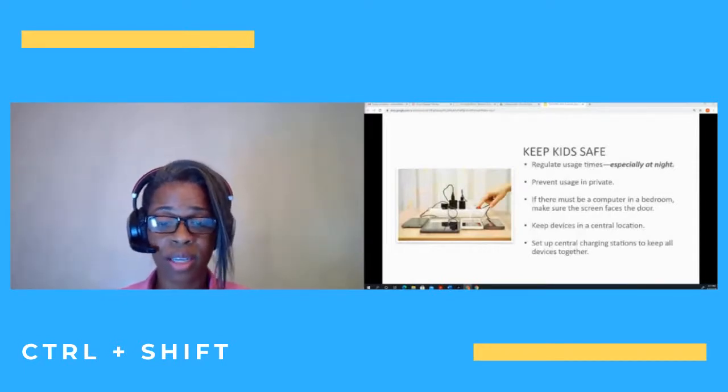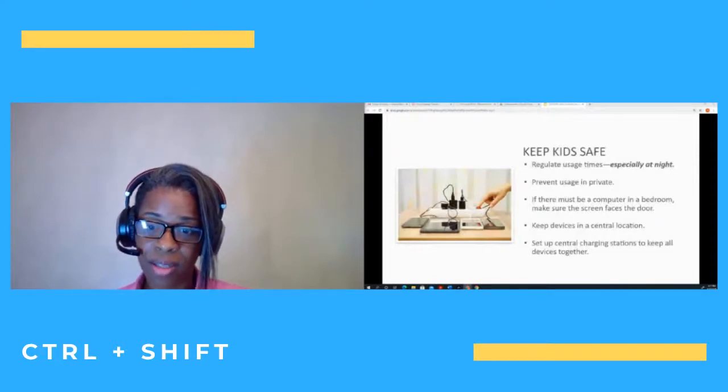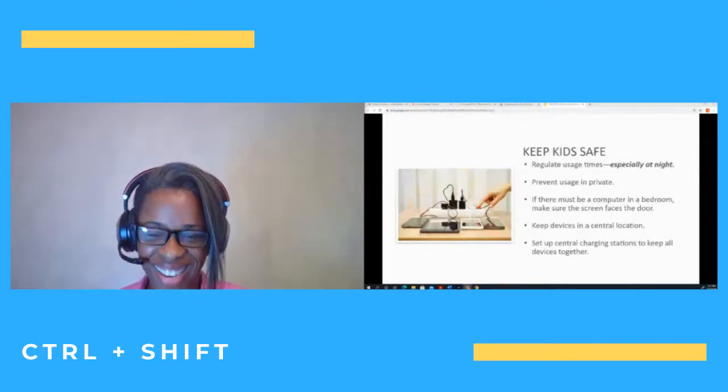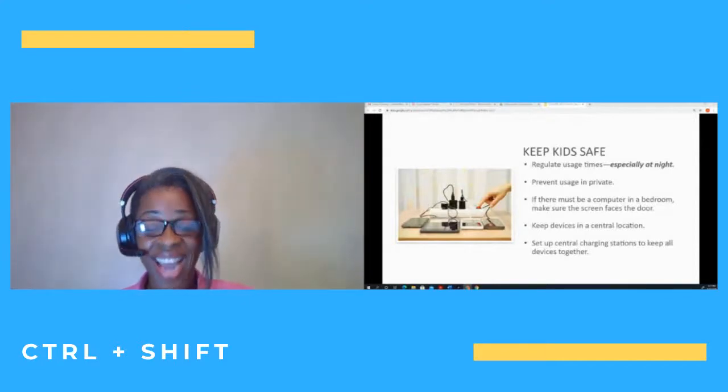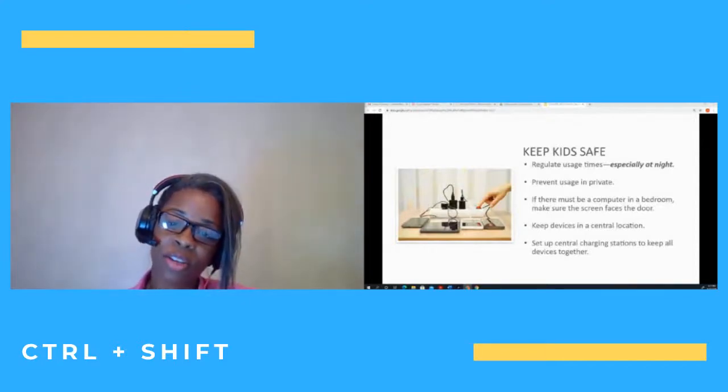Carmen says, if I show this to my parents, they're going to start snatching plugs out of the wall. My nieces and nephew. Yeah, but it's real. And there's a real danger.